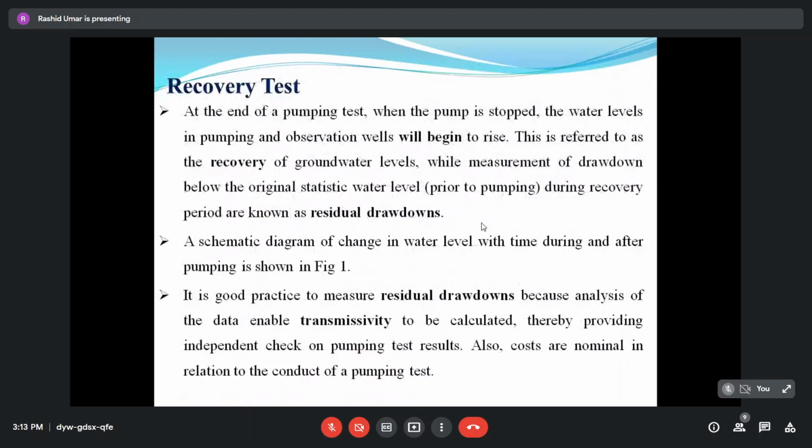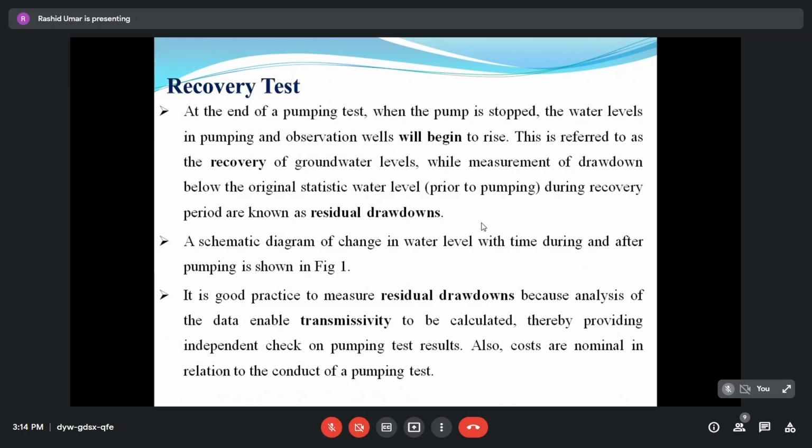Recovery test: at the end of the pumping test, when the pump is stopped, the water levels in the pumping and observation wells will begin to rise. This is a natural phenomenon. As soon as you stop the well, the water level will begin to rise in the pumping well and in the radius of influence, where we measure the water level, that is, the observation wells. This is referred to as recovery of groundwater levels.